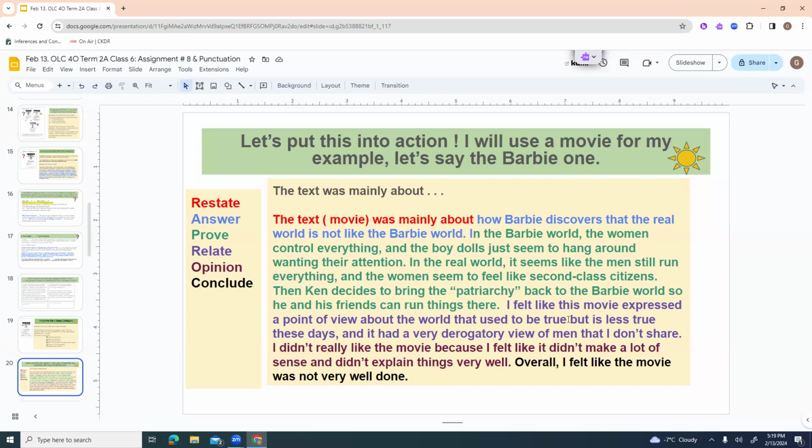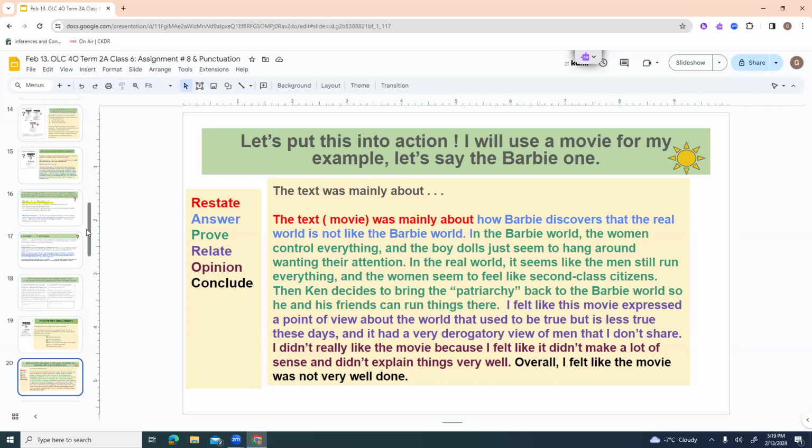And it had a very derogatory view of men that I don't share. And then opinion. I didn't really like the movie because I felt like it didn't make a lot of sense and didn't explain things very well. And then you make a concluding statement. Overall, I felt like the movie was not very well done.